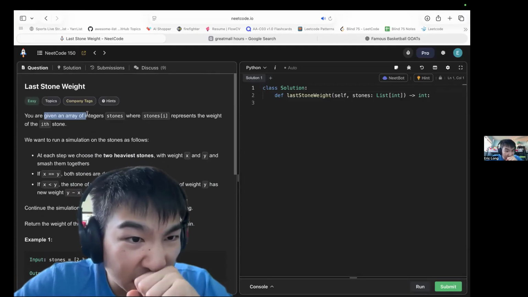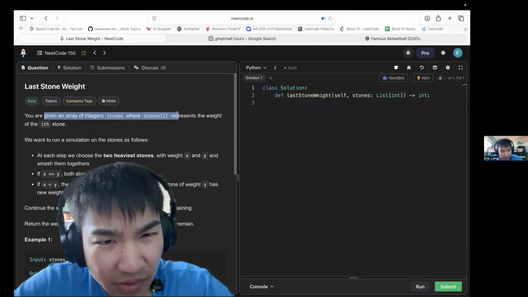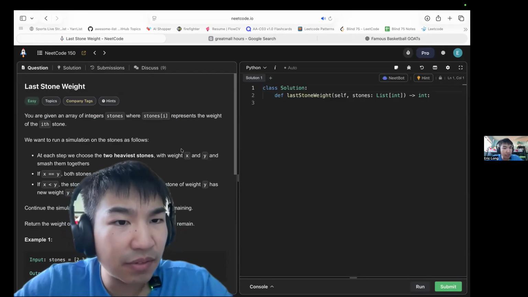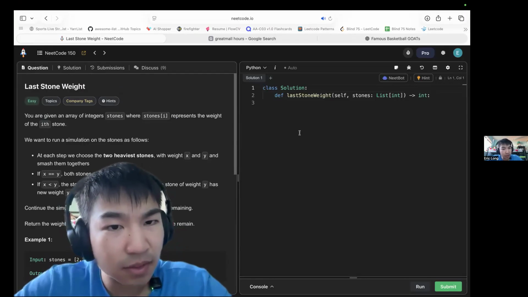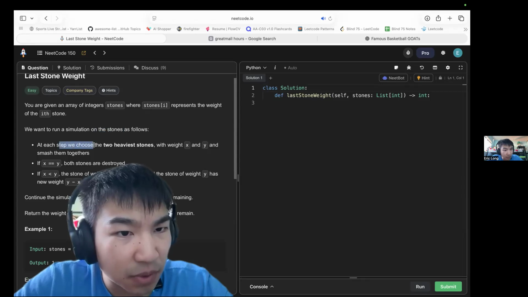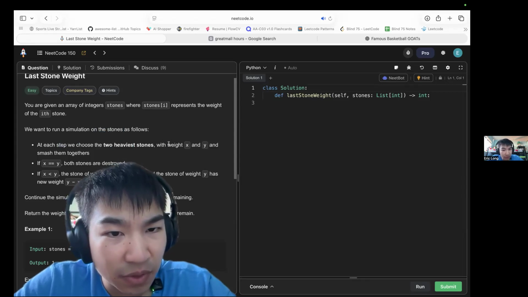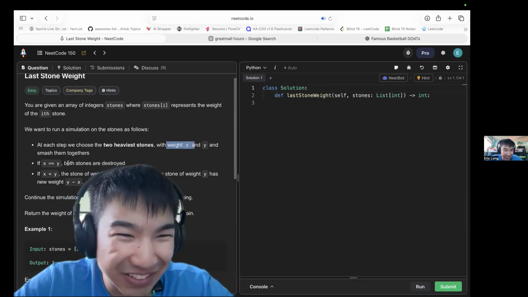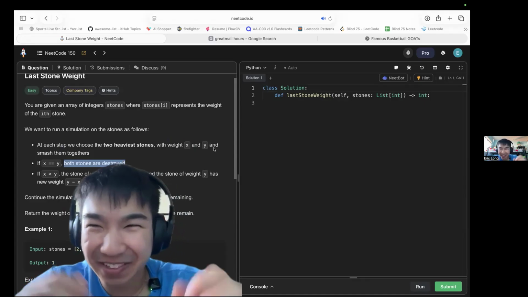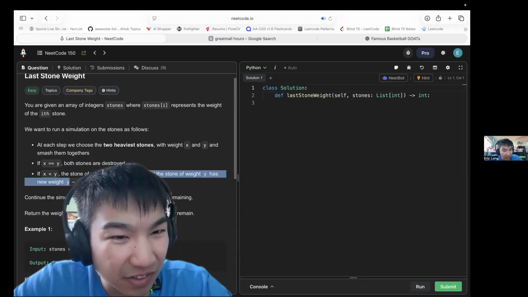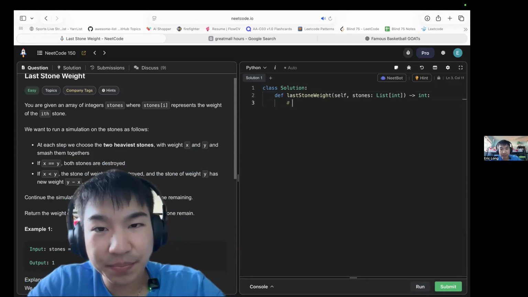Okay. So you're given an array of integer stones where stones[i] represents the weight of the ith stone. So we're given a bunch of stones. We want to run a simulation on the stones as follows. Each step, we choose the two heaviest stones with weight x and y and smash them together. If x equals y, both stones are destroyed. Visualizing stones being smashed. If x is greater than y, the stone of weight x is destroyed and the stone of weight y has a new weight. Okay, I see.